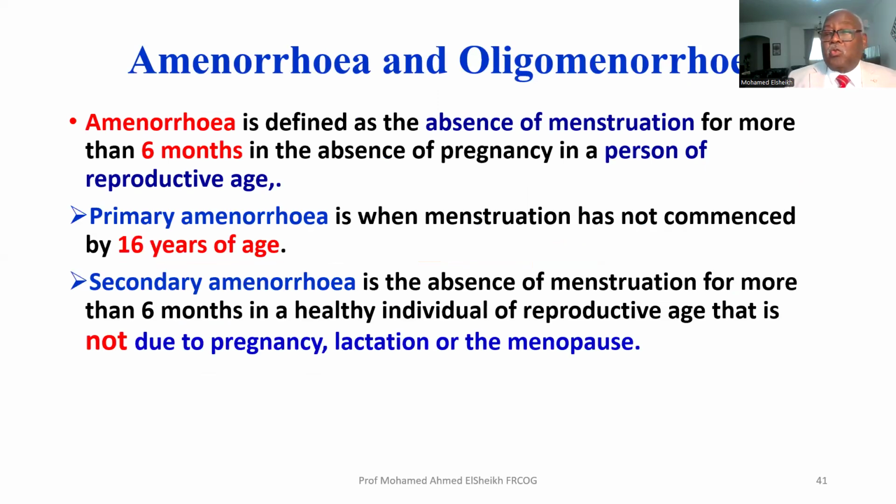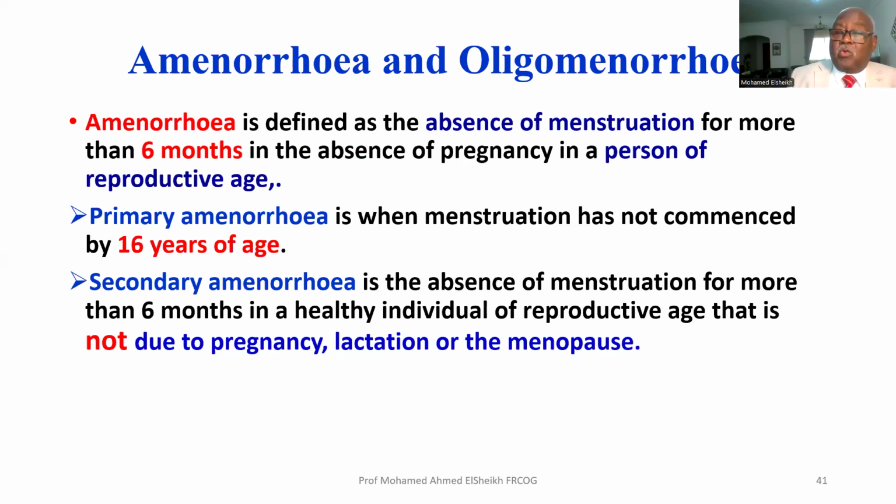So the disorders: what happens in the menstruations? We talk about amenorrhea and oligomenorrhea. Amenorrhea means the absence of menstruation. The definition is the absence of menstruation for more than 6 months in the absence of pregnancy and lactation in a person of reproductive age. So amenorrhea is 6 months in the absence of pregnancy.